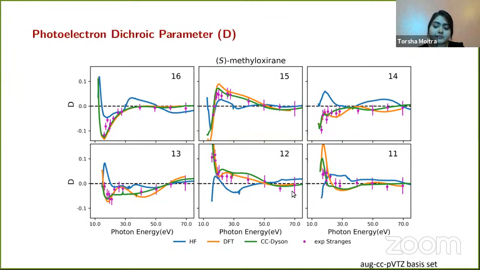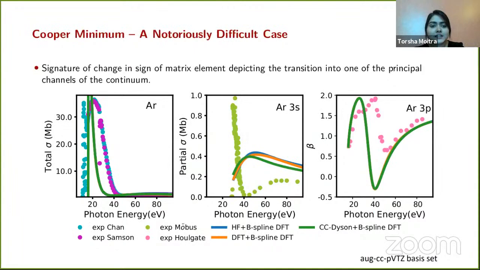Then we looked into a notoriously difficult case, which is the Cooper minimum of argon. It is a signature of the change in the sign of the matrix element depicting the transition into one of the principal continuum channels. It arises due to ionization from the 3p orbital. As the partial photoionization cross-section for ionization from the 3p is much larger than that of 3s, the total cross-section is almost similar to the partial photoionization cross-section for argon 3p.